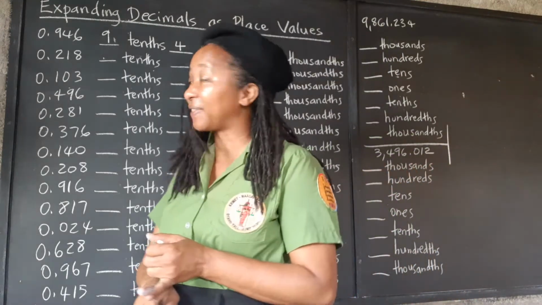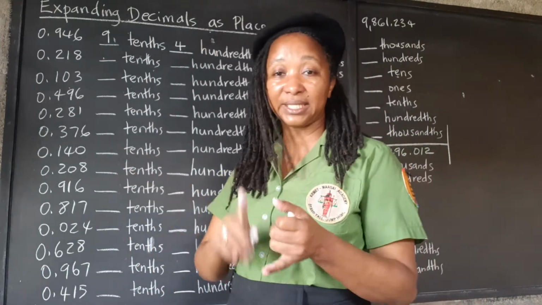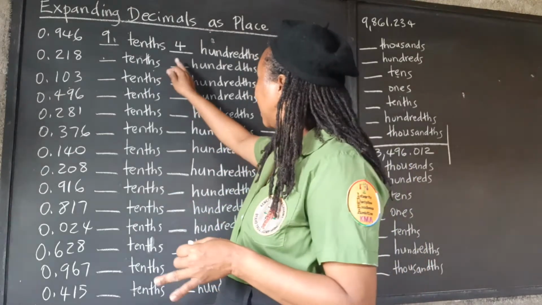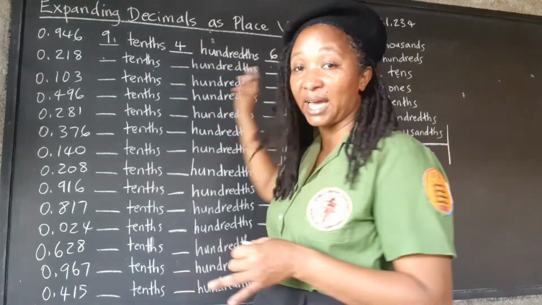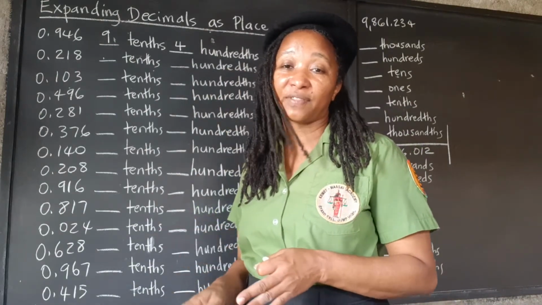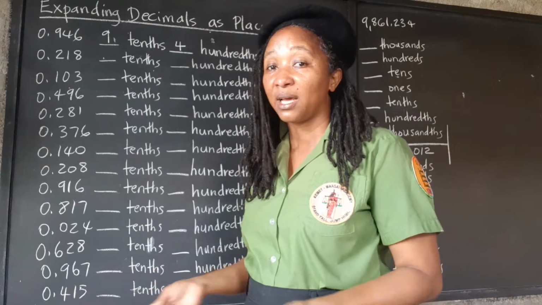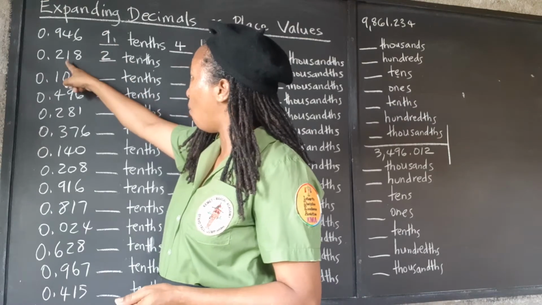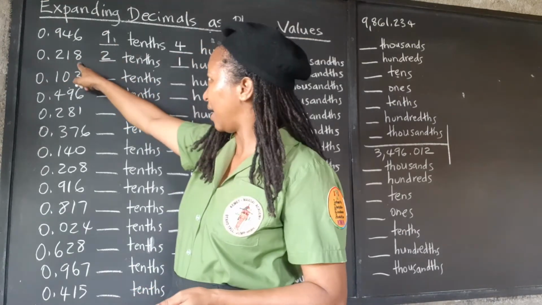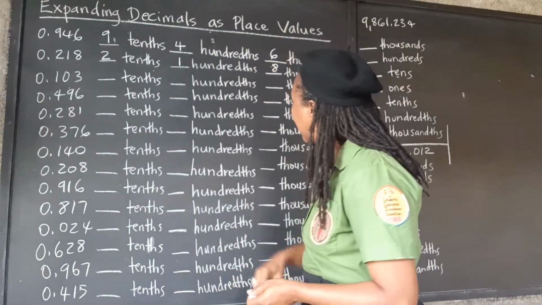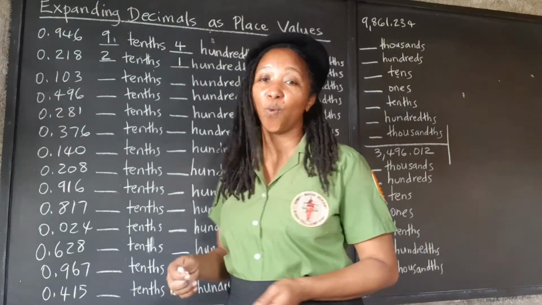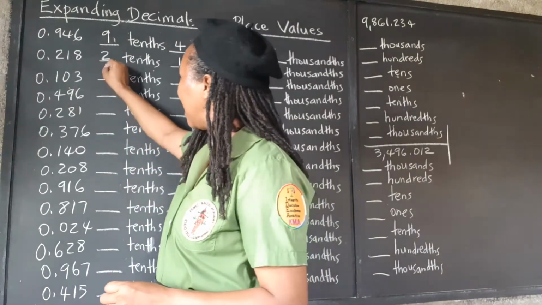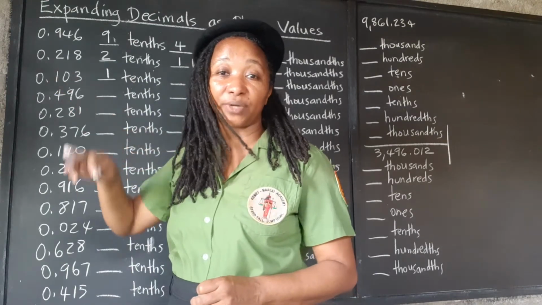The first place after the decimal point to the right is the tenths place. The second digit is the hundredths place, with THS at the end. The third digit to the right of the decimal point is the thousandths place. That's all there is to it, guys. In 0.218, 2 is in the tenths place, 1 is in the hundredths place, and 8 is in the thousandths place.